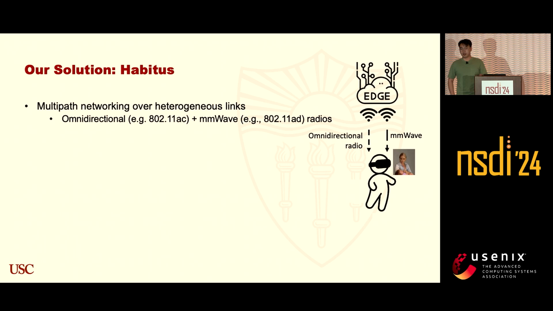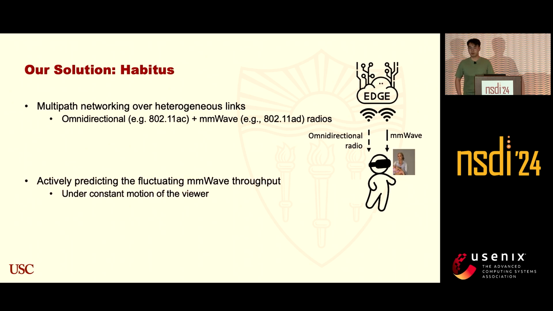And the second design of Habitus is about how to use the mmWave. So our design is actively predicting the future mmWave throughput, and let the multipath scheduler and also the application make better decisions.